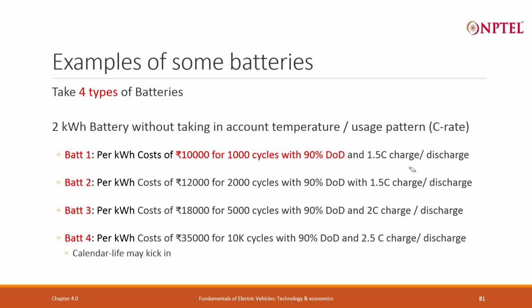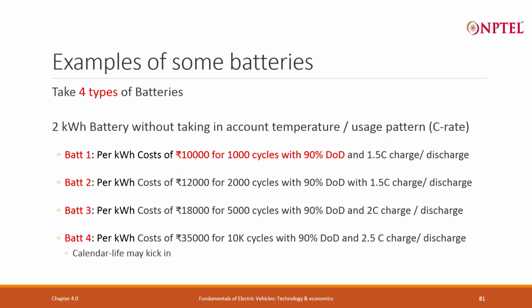Okay. So, these are 4 batteries available. One is at 10,000, another is 12,000, 18,000 and 35,000. This can last for 1000 cycles, this is 2,000 cycles, 5,000 cycles and 10,000 cycles. And I have taken 90% DOD and charge-discharge 1.5 C, 1.5 C, 2 C and 2.5 C. Actually, the numbers here are a slight underestimate, the actual cost will be higher, even for a large battery, but I have taken this example, it does not matter, we will show what it actually means.